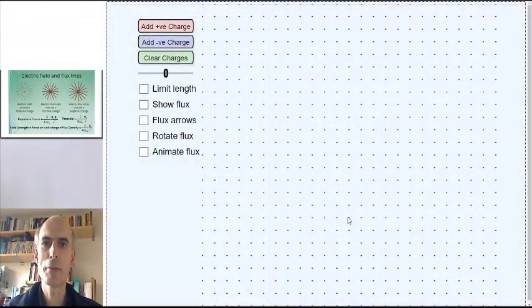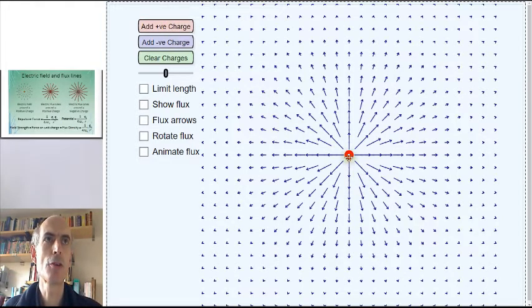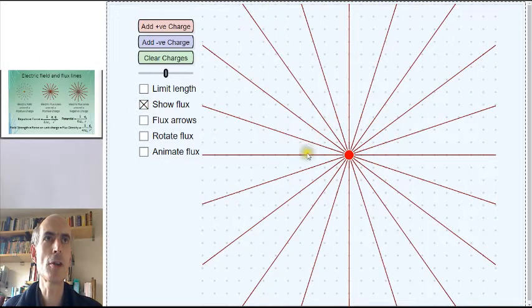You can gain an appreciation of what's going on by playing around with the demo as well, and I would suggest you do this. You can add positive charges with the button here, and you'll see at the moment by default it shows the field strength in terms of the arrows, but we can show flux just by checking this checkbox here, and these are the flux lines.